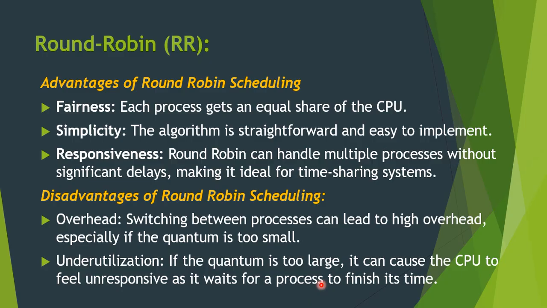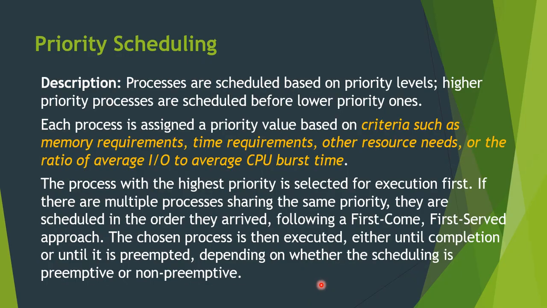Because suppose you're given a process which is supposed to run for maybe 3 milliseconds, and you're given a quantum of 5 units of time, which means there's a lot of wasted time there. So underutilization of the CPU because of such kind of a scenario.